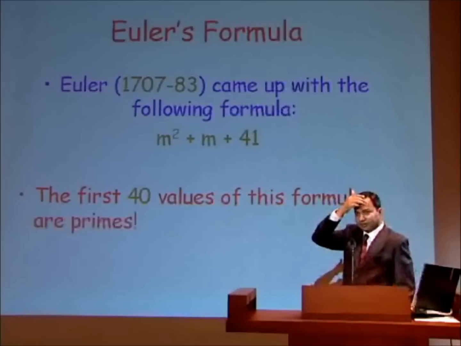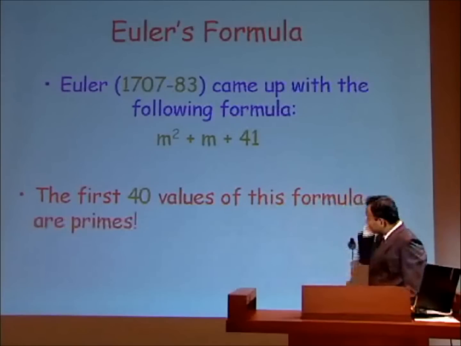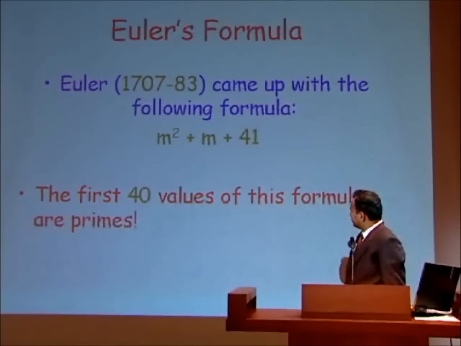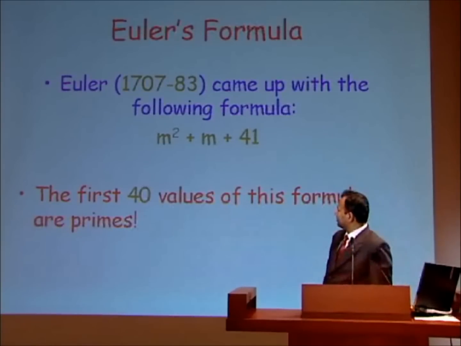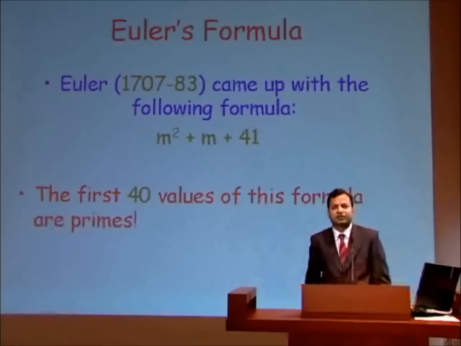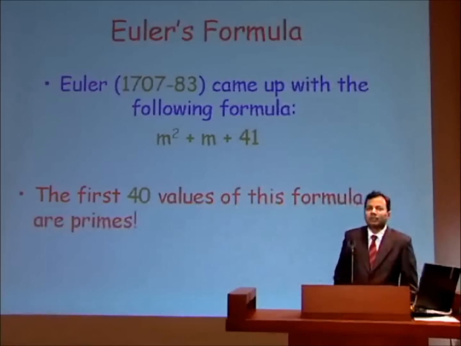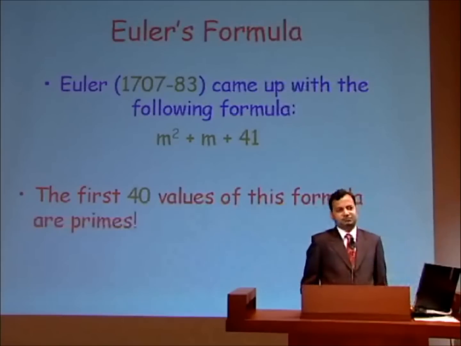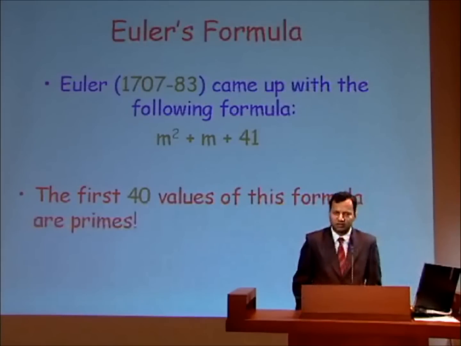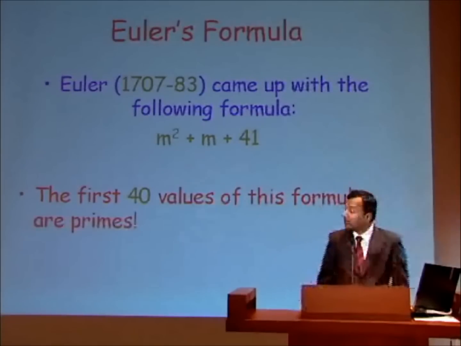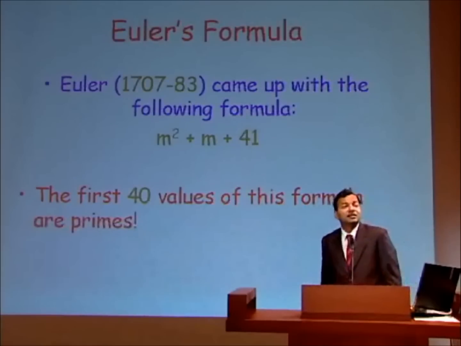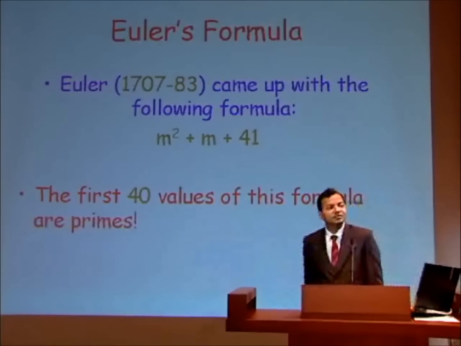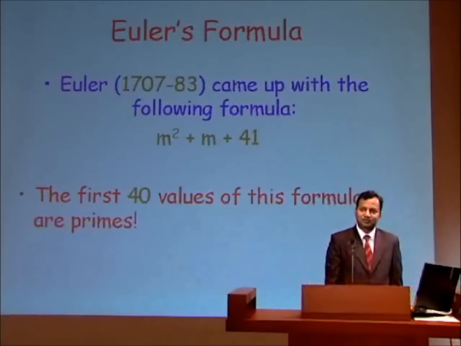Here is another formula, which was given by Euler. It's again a very interesting formula. He looks at the numbers in the sequence m square plus m plus 41. And amazingly, the first 40 values of this sequence are all primes. The 41st value is not a prime, unfortunately, as can be easily seen, because 41 will divide everything. But the first 40 values are all primes.